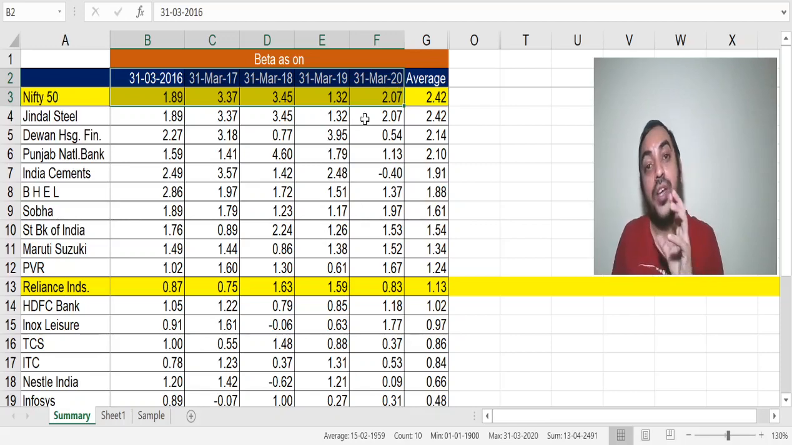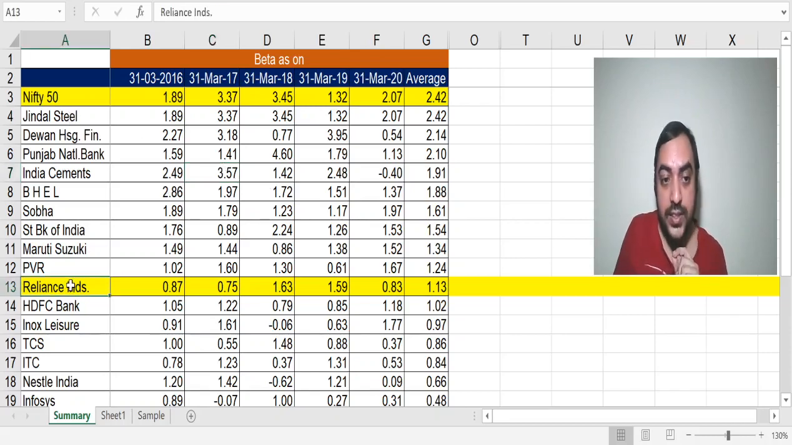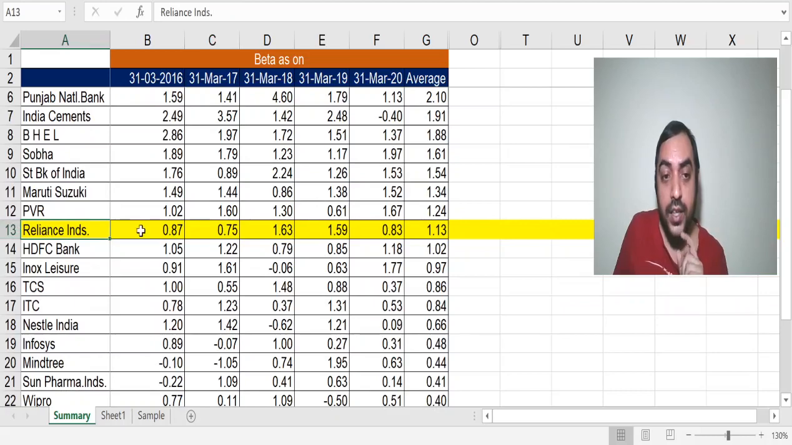So let us come to the analysis part of it now. This is actually for examination purposes. Now what I'm going to do is one step further. Look at these beta points. Let's say Reliance Industries, what is highlighted here. 2016 it is 0.87. 2017 0.75, 1.63, 1.59, 0.83, 1.13.